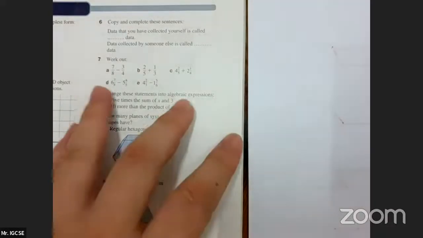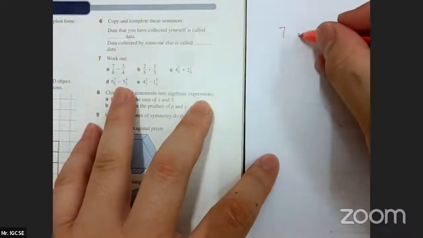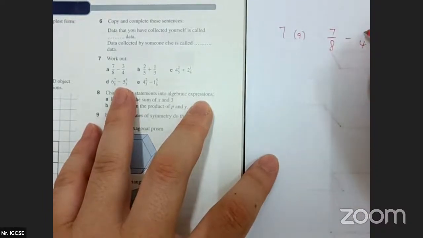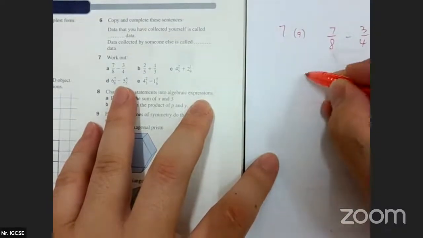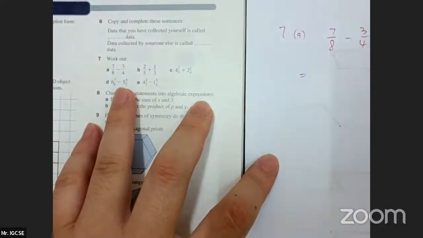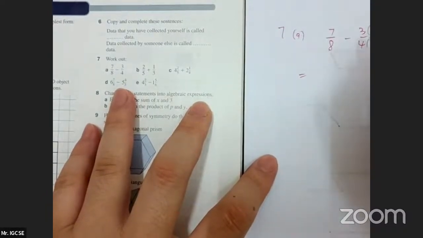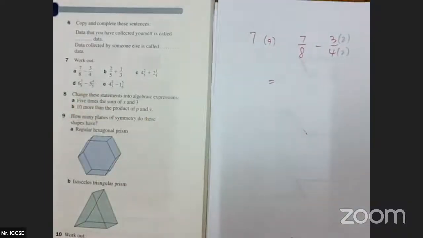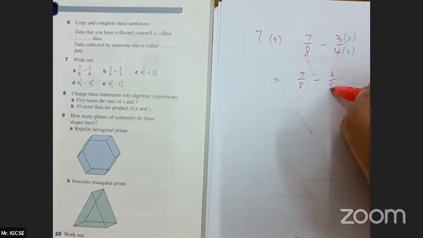So work out for this one. Okay, number seven, part A, when you have 7/8 minus 3/4. The denominator is different, so you need to make it the same. So for this one you need to times 2, right? Times 2 on top and bottom, because 4 times 2 is 8. So now we can solve this one. 7 minus 6, so the answer is 1/8.